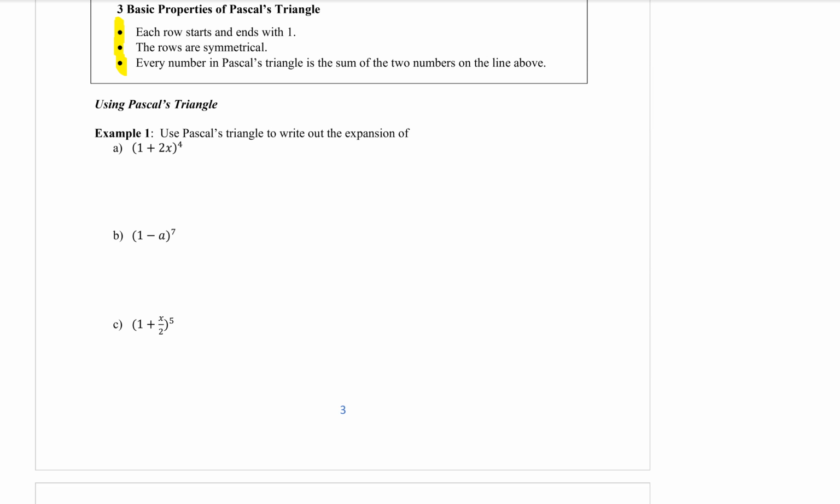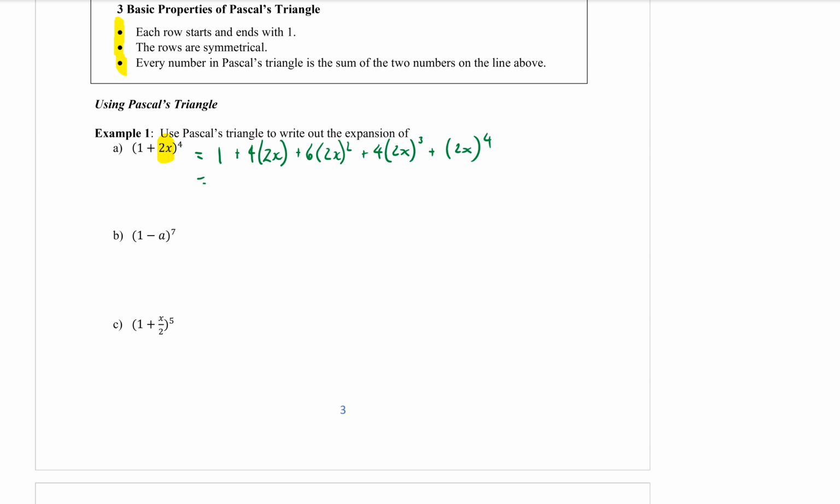So let's expand. The first coefficient was a 1. The second coefficient is a 4. And normally I would put an x there. But I don't just have a normal x in my question anymore. I have a 2x. So it becomes a 2x that I need to multiply with that 4. The next coefficient is a 6. So go plus 6. And then it's 2x squared that goes next to that. The next coefficient after that is a 4, and that will be 2x cubed. And the last coefficient is a 1, and that will be 2x to the power of 4.